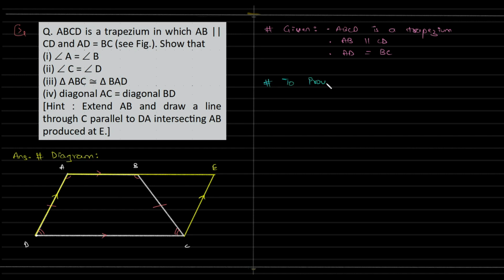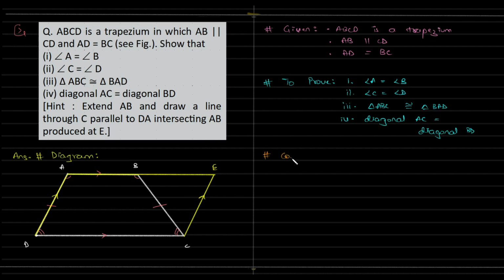Then we need to prove four things actually. Angle A is equal to angle B, angle C is equal to angle D, triangle ABC is congruent to triangle BAD, and diagonal AC is equal to diagonal BD.